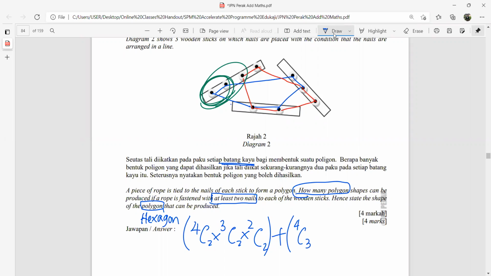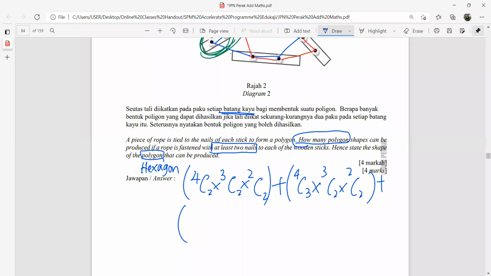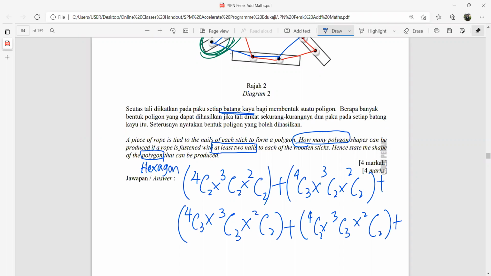4C3, can have at least 3 nails from this stick, times this one, 3C2, times 2C2. Okay, the others I combine, I just put 2 first. Still got 4C3. If let's say I take this 3, I take that 3, can or not? And then also 2C2, right? And then after that, 4C2, 3C3, and 2C2, and one more choice.